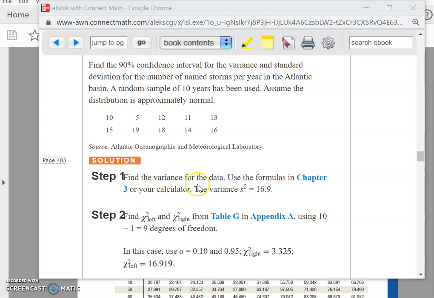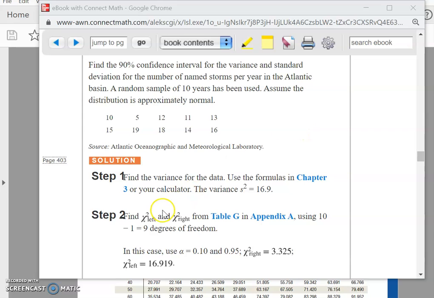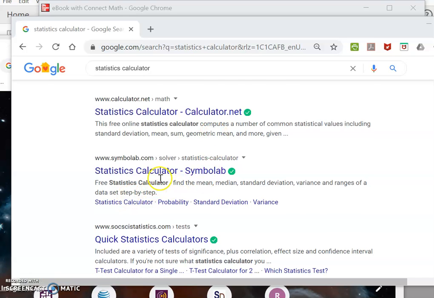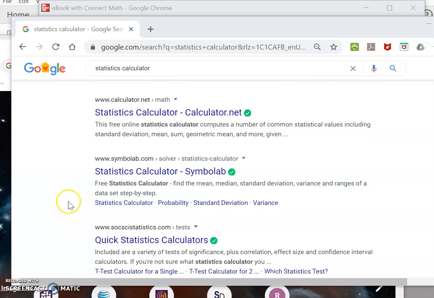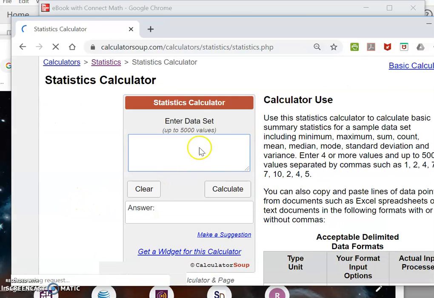So then it says, find the variance, use the formulas, or your calculator. Okay, I'll let you do that. But if you use your calculator, God bless you. I can't use those calculators. They're too complicated. What I do is just go to a website. I just Google it, statistics calculator. It gives you hundreds of thousands of hits. I know I've used Calculator Soup before. That name sounds familiar. So you take a look at this, but you can find the one that you like. Okay, here we go.